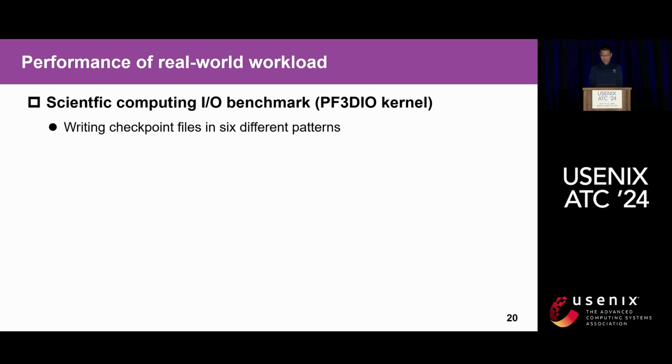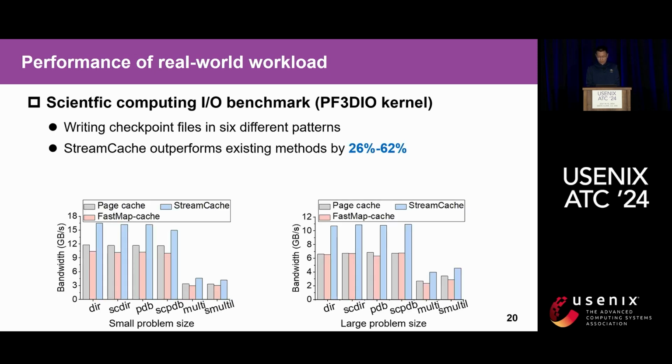To evaluate how StreamCache performs on a real-world workload, we use the PF3D-IO kernel to test the buffered I/O performance. PF3D-IO kernel is developed by the Lawrence Livermore National Lab that writes checkpoint files in 6 different patterns of a laser plasma simulation application. We benchmark the PF3D kernel with both a small problem size and a large problem size. The results demonstrate that StreamCache can lift up the checkpoint bandwidth by 26% to 62% thanks to the stream-based page reclaiming and the two-layer memory management.